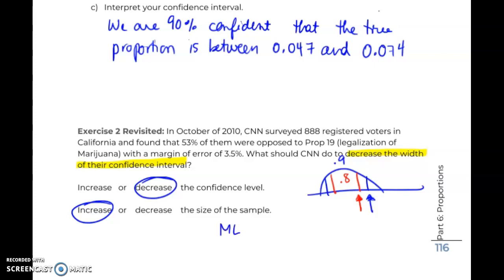And remember, our margin of error, which determines the width of our confidence interval, is a product of our z-star times the standard error, which is the square root of p hat times q hat over n. So to make my margin of error smaller, I can either make my z-star smaller, which I do by decreasing my confidence level, or I can make my standard error smaller, which I would do by increasing my sample size, because dividing by a larger number will make my standard error get smaller.